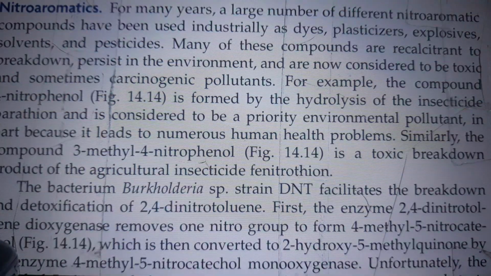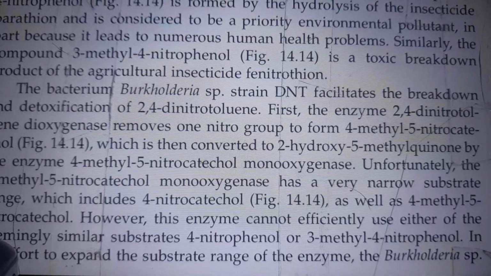Now, on to nitroaromatics. For many years, a large number of different nitroaromatic compounds have been used industrially as dyes, plasticizers, explosives, solvents, and pesticides. Many of these compounds are recalcitrant to breakdown, persist in the environment, and are now considered to be toxic and sometimes carcinogenic pollutants. For example, the compound 4-nitrophenol is formed by the hydrolysis of the insecticide parathion and is considered to be a priority environmental pollutant, in part because it leads to numerous human health problems.